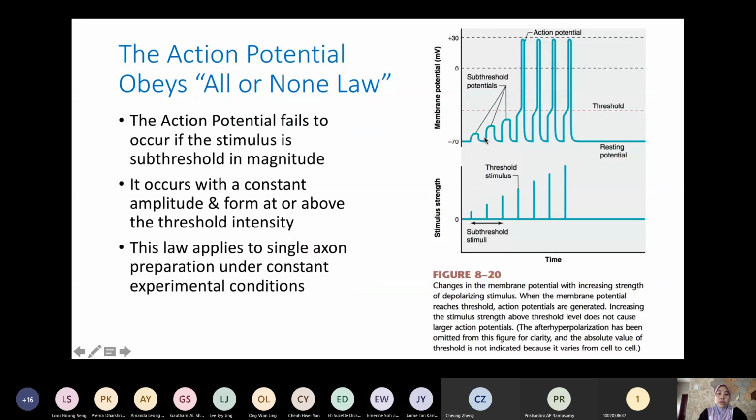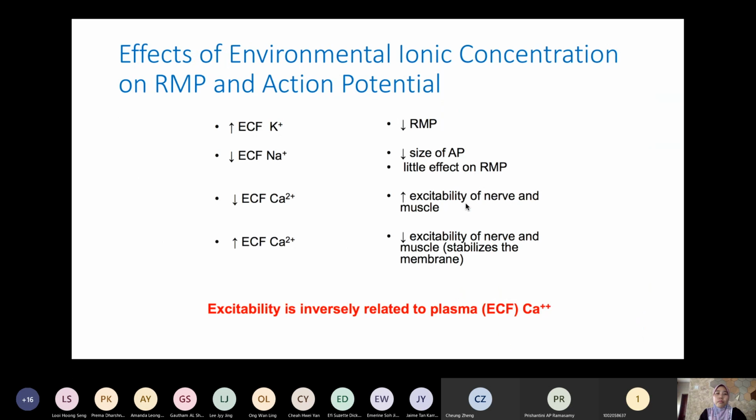Alright. So this is a subthreshold potential again, and this is the action potential, and this is the resting membrane potential. So this is all under the membrane potentials. So stimulus strength, when small, greater, and the biggest one, and then later it can sum up forming a summation potential, then the action potential will occur.